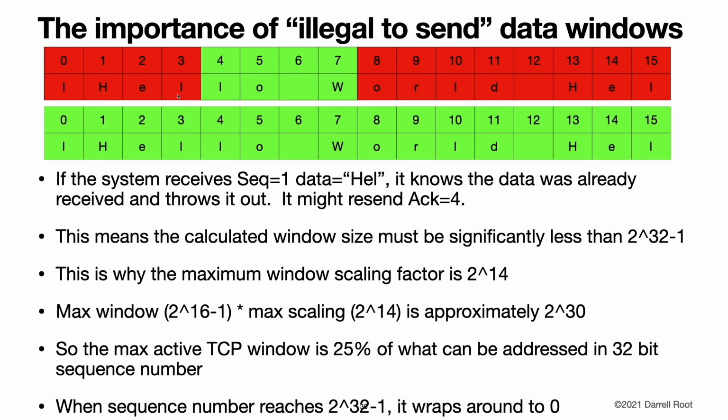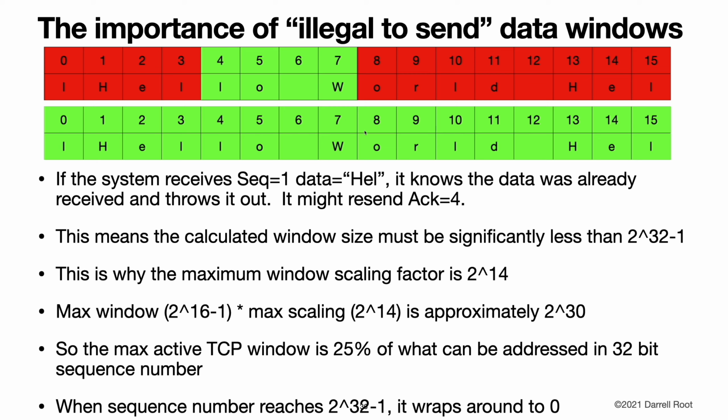Let's assume that there was no illegal to send data window, and the window size was 16, which is the same as the total sequence size. Then the other side has sent us the acknowledge 4, and there's still that old packet traversing the internet that comes in with bytes 1, 2, and 3. Well, sequence numbers wrap around. So after 15, the sequence number wraps around to 0. After the max sequence number, it wraps around.